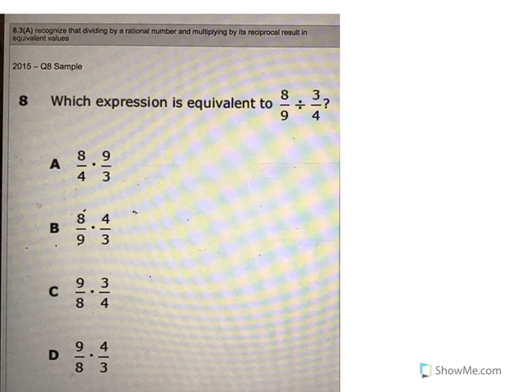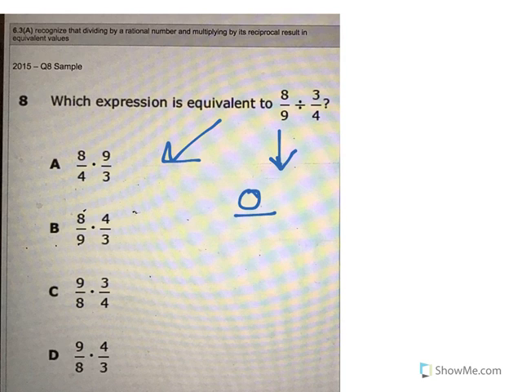Which expression is equivalent to 8/9 divided by 3/4? Again, we're dealing with a fraction problem where we're dividing. As we know from the previous problem, when we're dividing fractions, we have to keep it, we have to change it, we have to flip it, and flip it means find the reciprocal. As you can see from the answer choices, they're not asking us to solve it, they're asking how you would set it up. So again, the first fraction, we're going to keep as is.